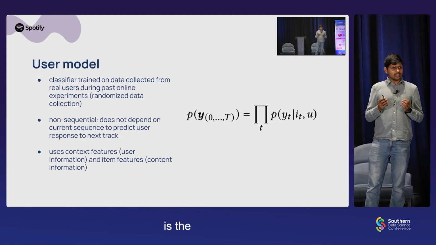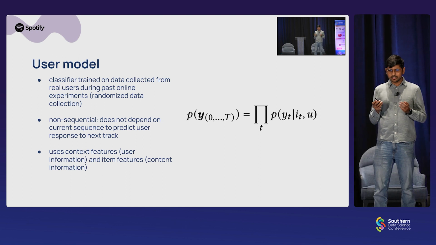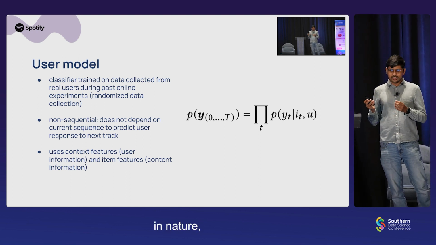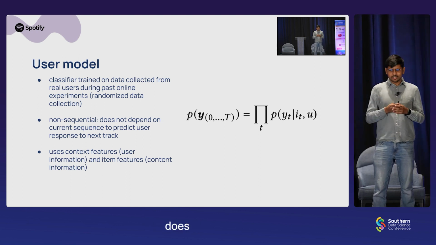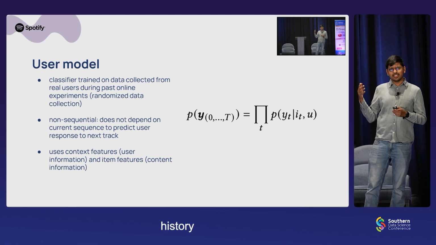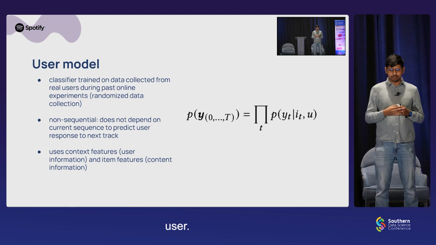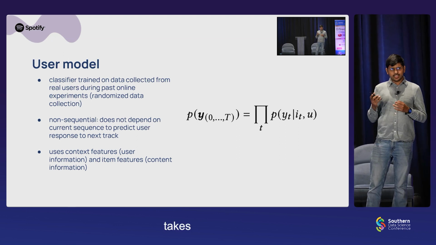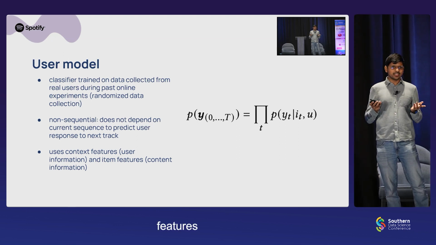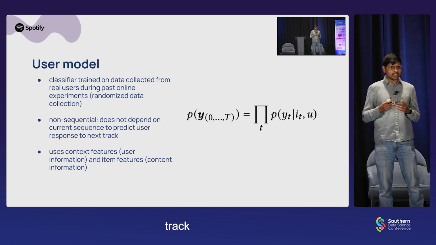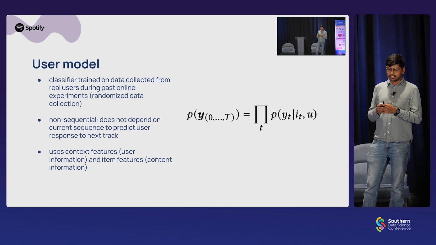So the user model is a standard supervised classifier. It is non-sequential in nature, which means it does not rely on the past listening history to generate a prediction for the current track and the current user. It takes into account context features and user features along with track features to generate the prediction.